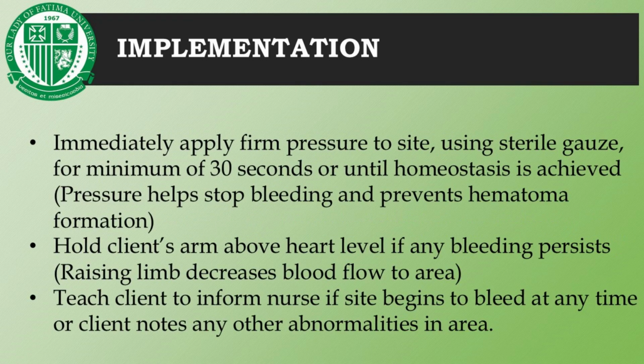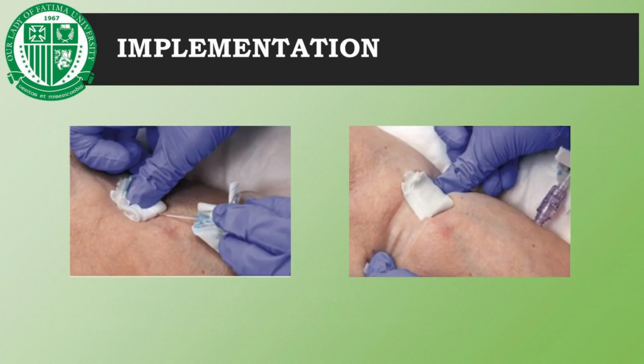Immediately apply firm pressure to the site using sterile gauze for a minimum of 30 seconds or until hemostasis is achieved. The pressure helps stop bleeding and prevents hematoma formation. Then, hold the client's arm above heart level if any bleeding persists. Raising the limb decreases blood flow to the area. We should also teach the client to inform the nurse if the site begins to bleed at any time or the client notes any other abnormalities in the area. These are the sample images on how to do it properly.